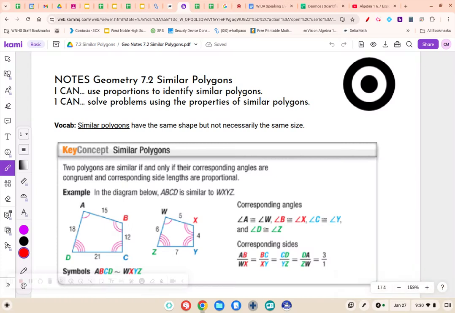Good morning, guys. We are learning about 7.2 similar polygons today. You will be able to use proportions to identify similar polygons and solve problems using the properties of similar polygons.